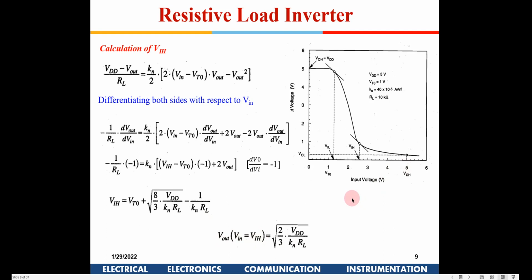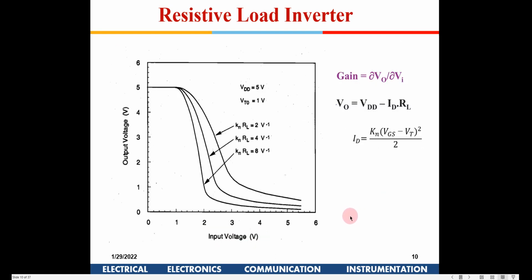Okay, so this is about the resistive load inverter. Now this is a curve which indicates how the VTC curve would change when we increase KnRL. One thing was very clear: it will go close to 0. If you see, this curve is going close to 0.